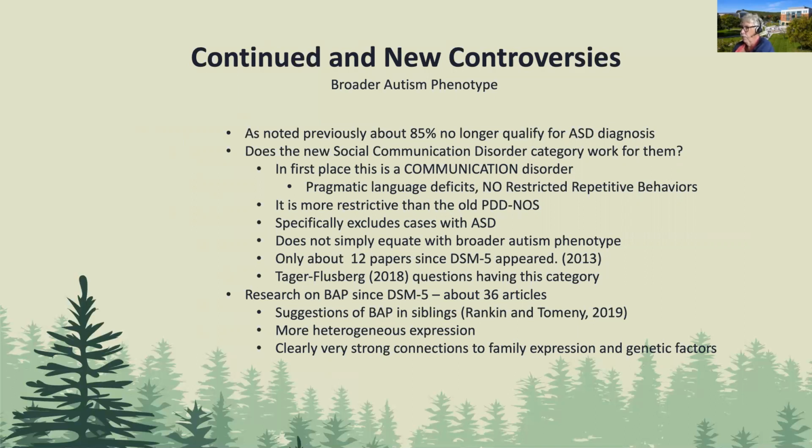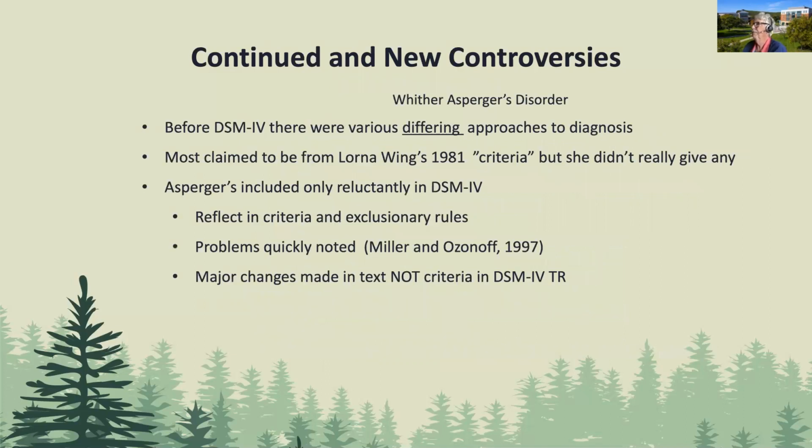Helen Hager-Flussberg in 2018 raised some very interesting questions about the wisdom of having this category at all. In contrast, for the broader phenotype, since DSM-5 came out, there have been about 36 studies. There have also been some suggestions of the broader autism phenotype in siblings. It clearly has a more heterogeneous expression, and also clearly has very strong connections to family expression and genetic factors in the disorder.